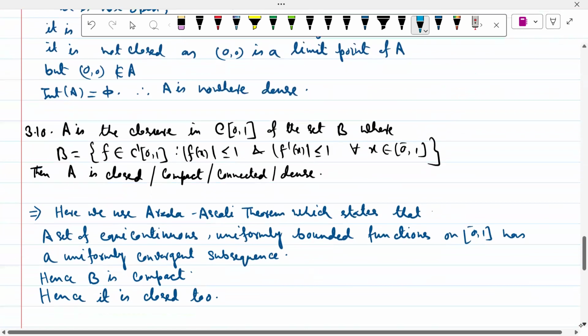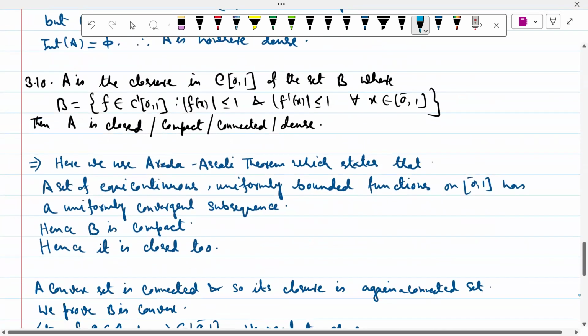The 10th and last problem, which is a little bit difficult. A is the closure in C1[0,1] of the set B, where B equals the set of f belonging to C1[0,1] such that |f(x)| less than 1 and |f'(x)| is less than 1. These two are given. Then A is closed, compact, connected, and not dense. To prove this, we use the Arzela-Ascoli theorem.